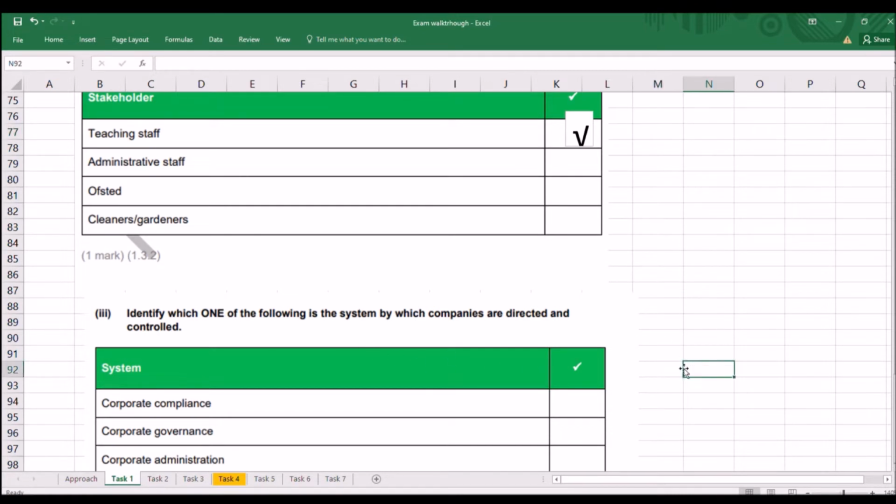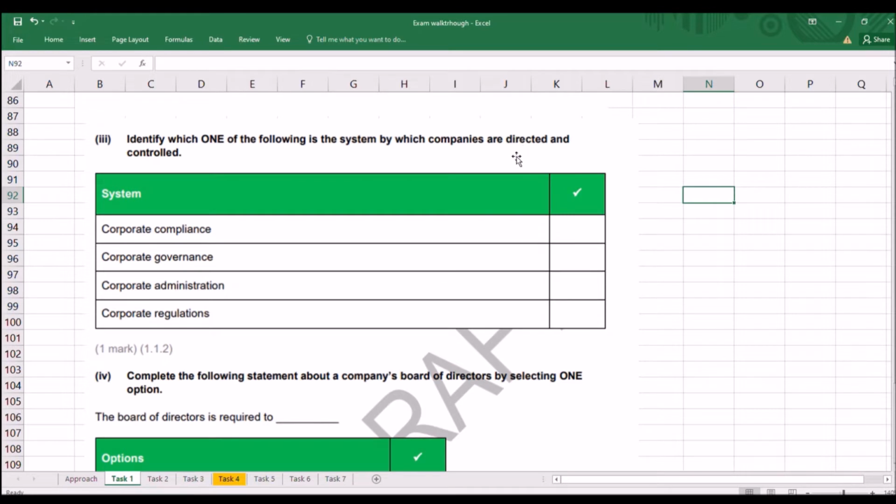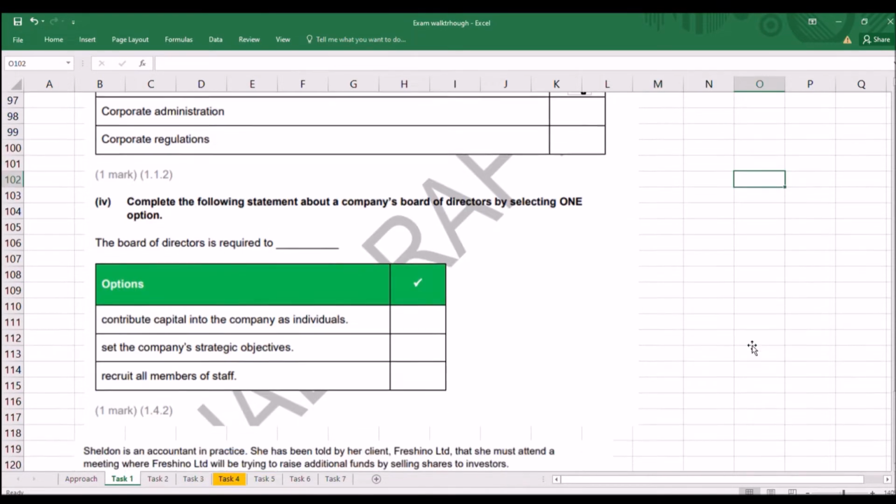Identify which of the following systems by which companies are directed and controlled. Alright, so directed and controlled, which is going to be governance. Corporate compliance is compliance with rules. Corporate governance is going to be the answer. Corporate administration is the way in which we administer our company returns and corporate regulations, the regulations that we're subject to. So corporate governance is the answer for that one.